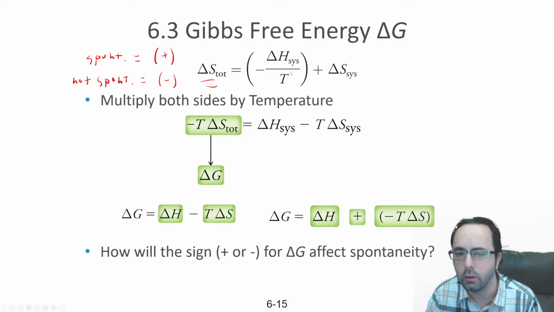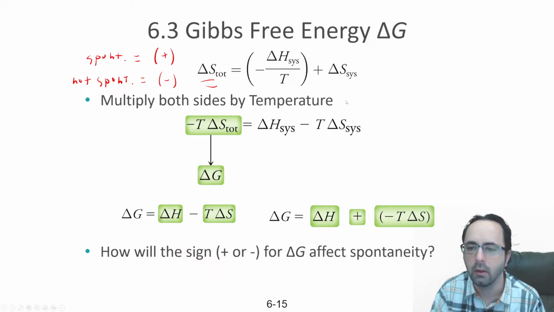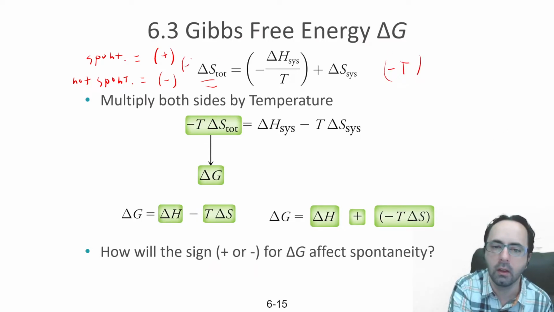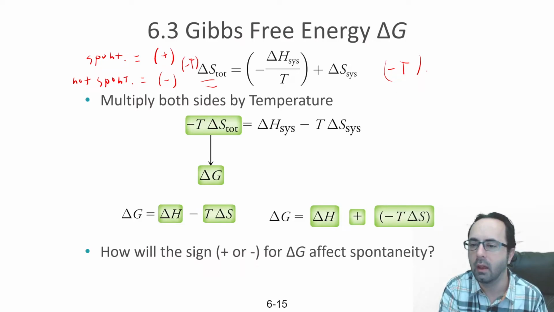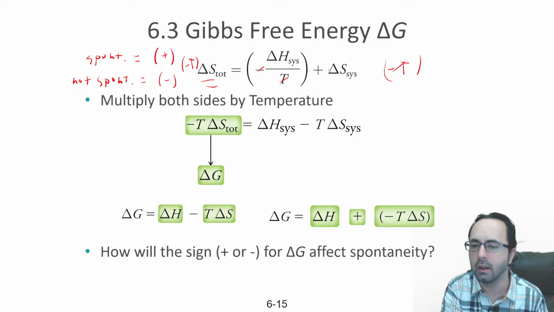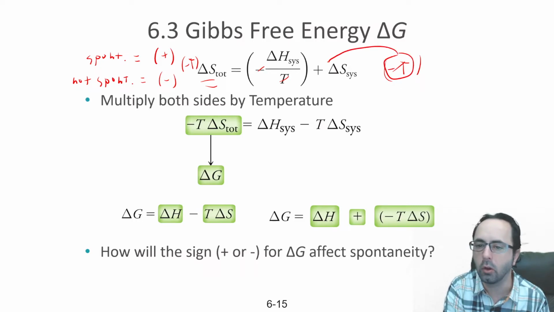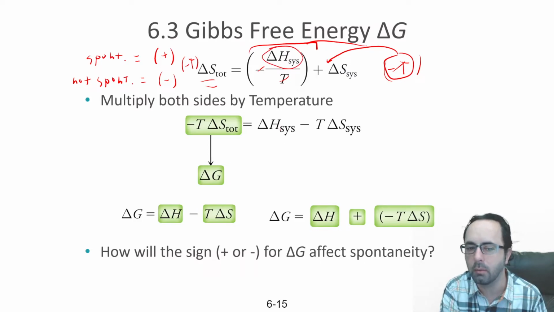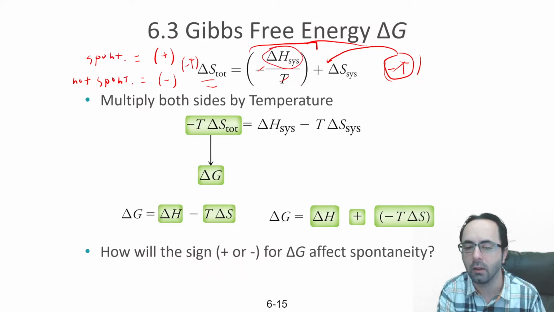However, this equation is a little bit cumbersome, so we can simplify it by multiplying each side by negative T. So if we multiply each side by negative T, then this negative T will cancel here. We have here negative T times delta S system, taking it right here. And then when we multiply it by this term, the negative and the T cancel. We end up with just delta H of the system. On this side, we have negative T times delta S total.